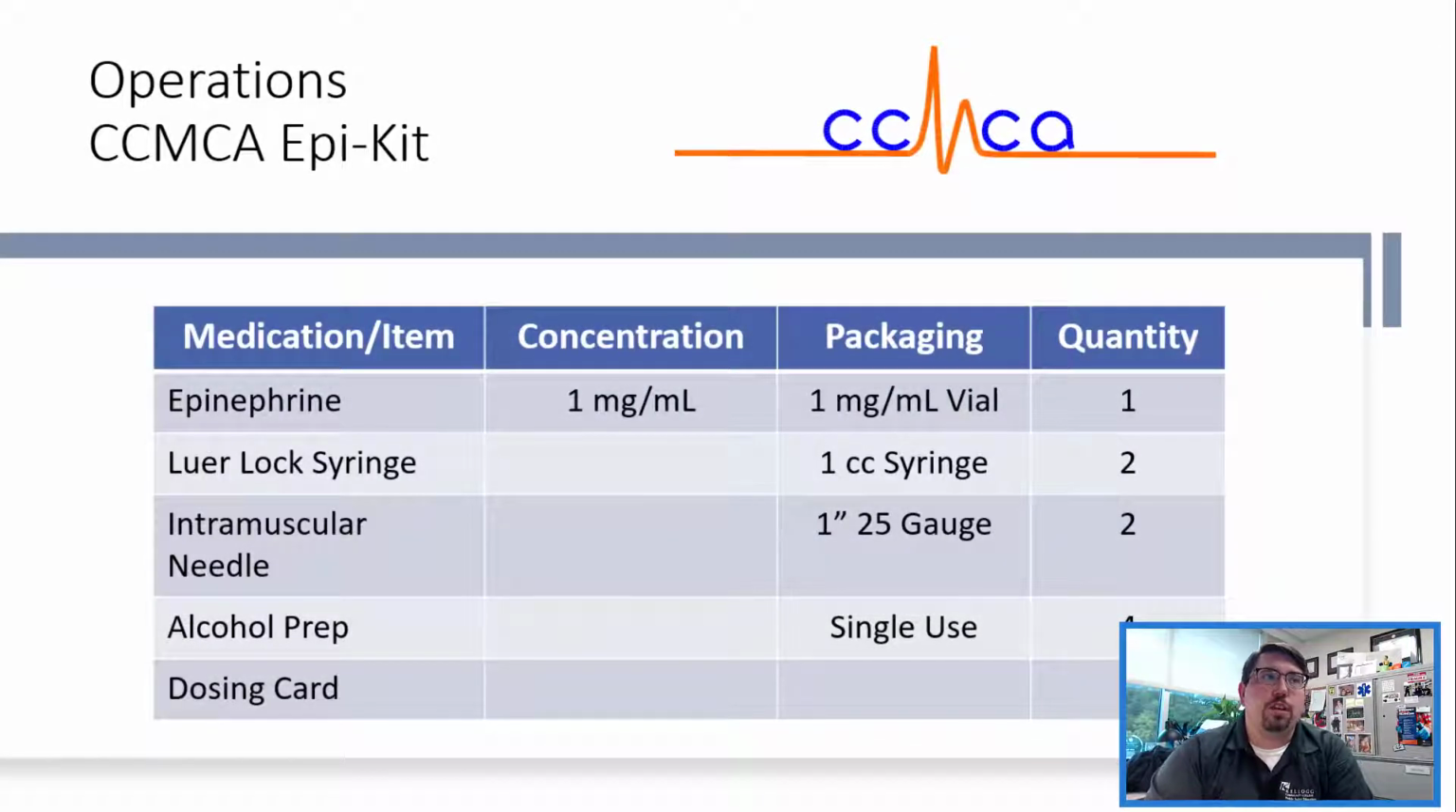Now let's discuss what's going to be included in the CCMCA EPI kit. This includes epinephrine, again in a 1-to-1 concentration, 1 milligram per milliliter. You're going to find a 1 milligram per milliliter vial, and you'll have 1 of those. You'll see a luer lock syringe. This is a 1 cc syringe, and you'll have 2 of those in your kit. You'll also have an intramuscular injection needle. This is a 1-inch 25 gauge needle, and you'll have 2 of those. You'll also have an alcohol prep, several of those for single use, and then your dosing cards as well.